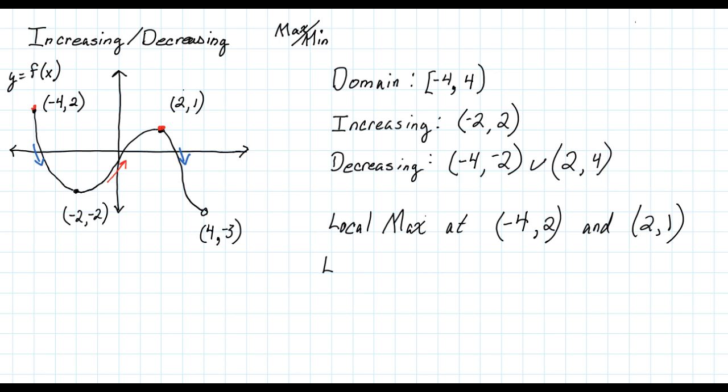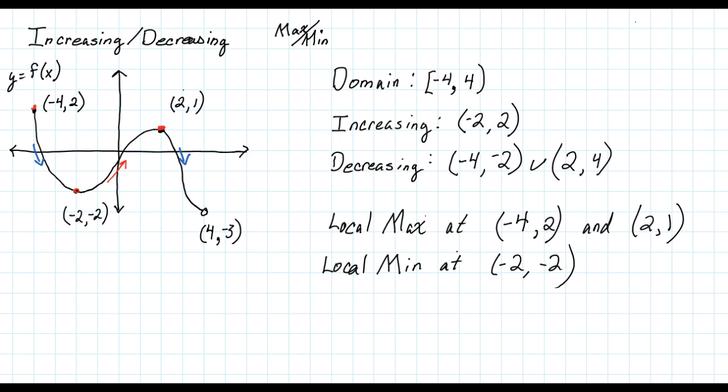Next, let's talk about local minima. All right, and one happens at (-2, -2). And that's actually going to be our only one. You might be tempted to say that (4, -3) is a minimum, but our graph doesn't actually get there. So we can't have a minimum at a place we don't get to.